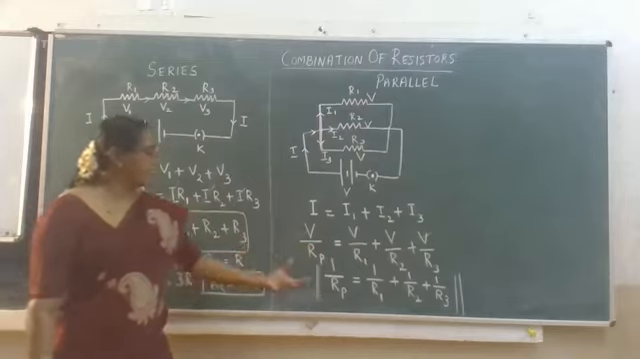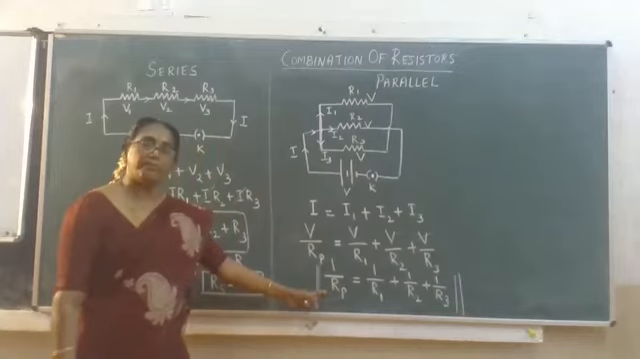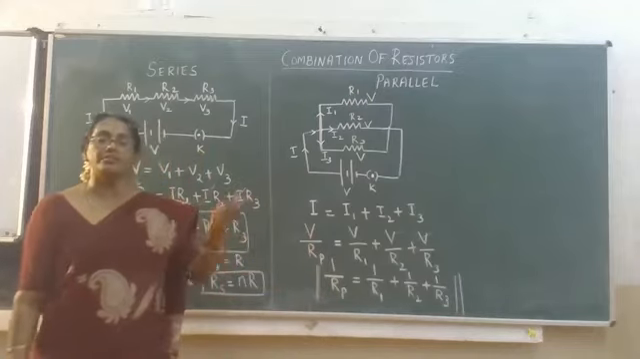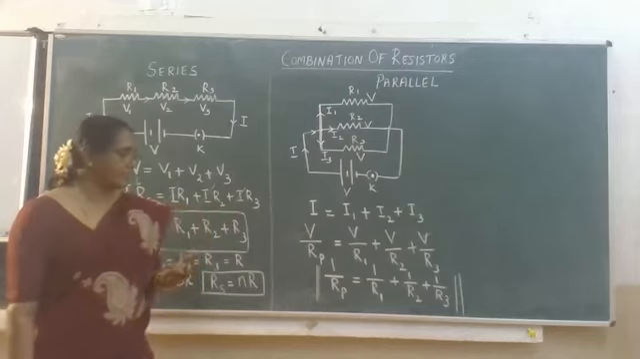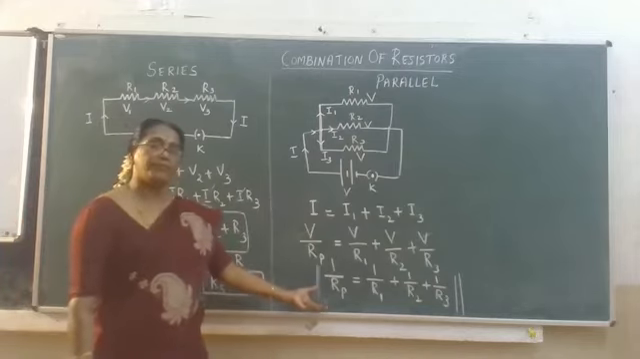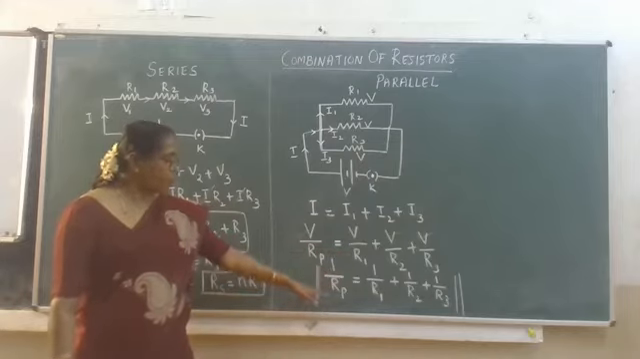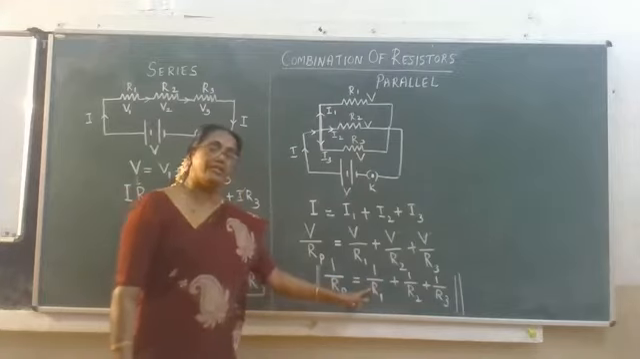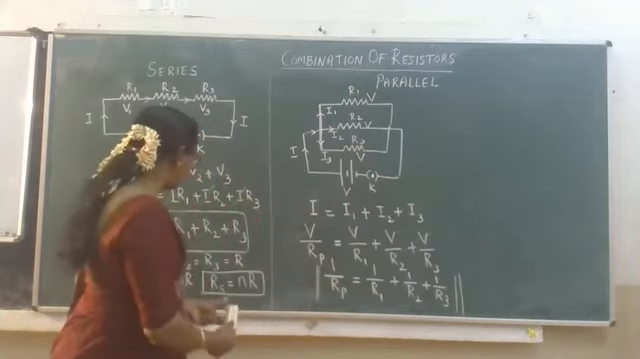After finding the right hand side, when you solve a numerical problem, don't forget that it is 1 by Rp, but the effective resistance is Rp only. Don't forget to take the reciprocal of your answer. Then only you will get the value of the effective resistance. So what is the conclusion? Whenever 3 resistors are connected in parallel, the reciprocal of the effective resistance is equal to the sum of the reciprocals of the individual resistors.